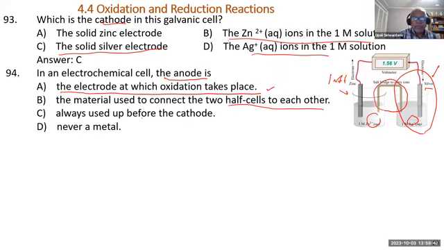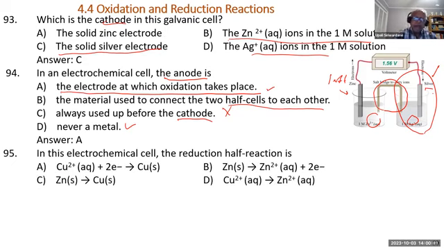Always used up, anode is used up before cathode. It depends on the relative amount of it. If you have a large piece of zinc, it will never be used up. Therefore, this has nothing to do with cathode or anode. It has to be a metal, either zinc or silver. Therefore, the only choice is A.